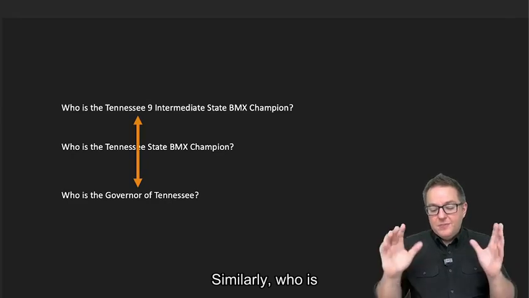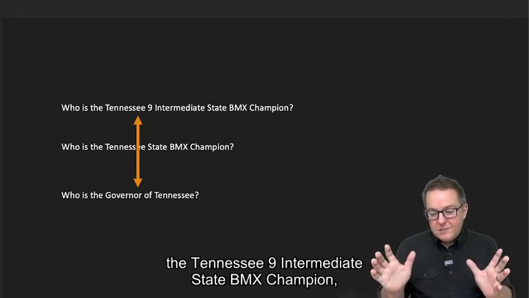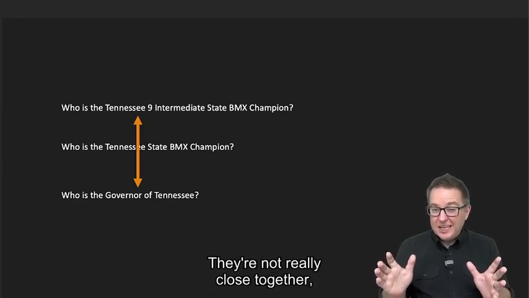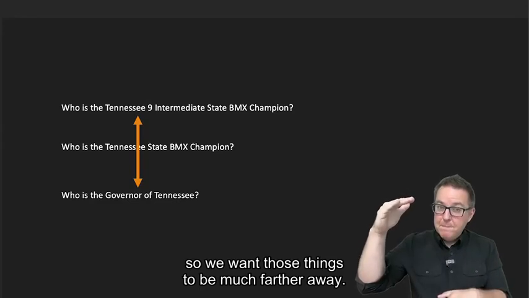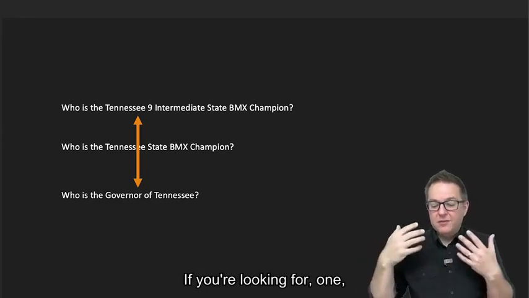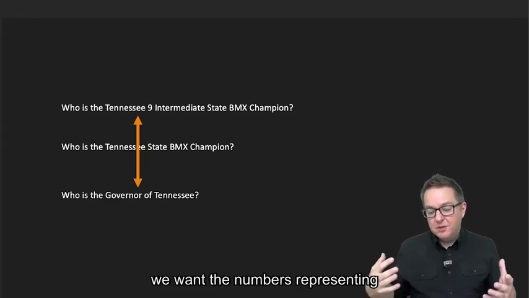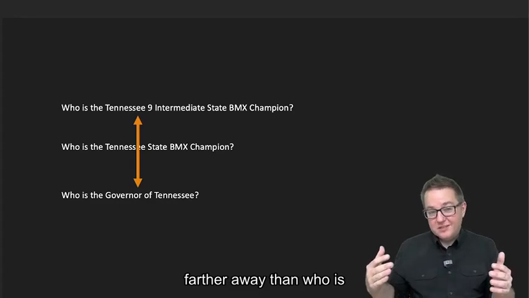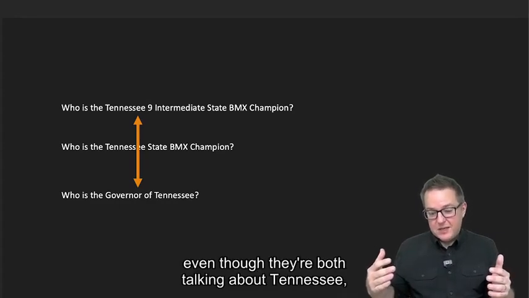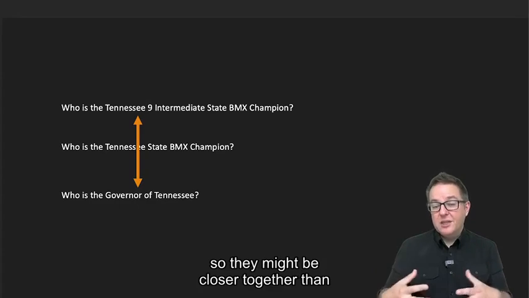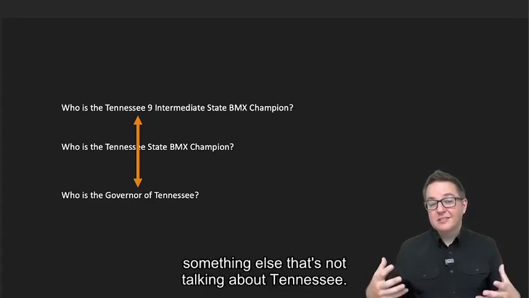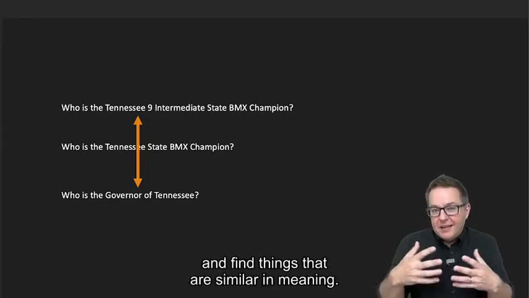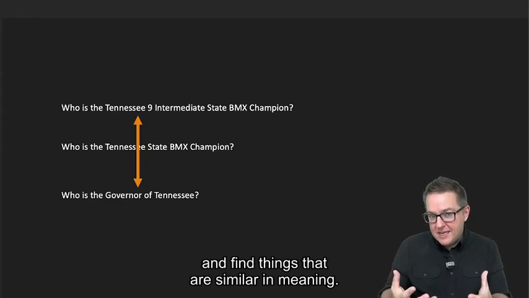Similarly, "who is the Tennessee 9 Intermediate State BMX champion" and "who is the governor of Tennessee?" They're not really close together, so we want those things to be much farther away. So if you're looking for one, we want the numbers representing the governor of Tennessee to be farther away than "who is the Tennessee State BMX champion," even though they're both talking about Tennessee, so they might be closer together than something else that's not talking about Tennessee. So we want to be able to go and find things that are similar in meaning.